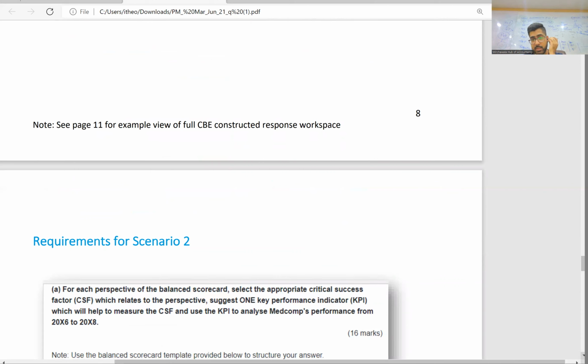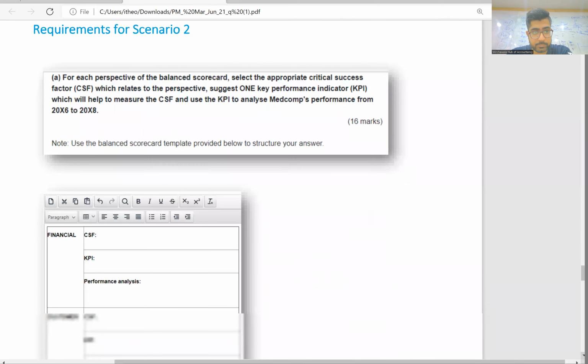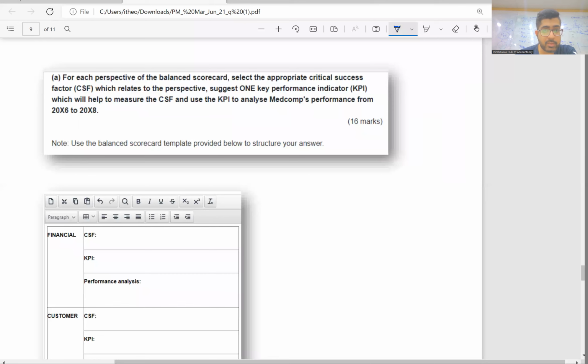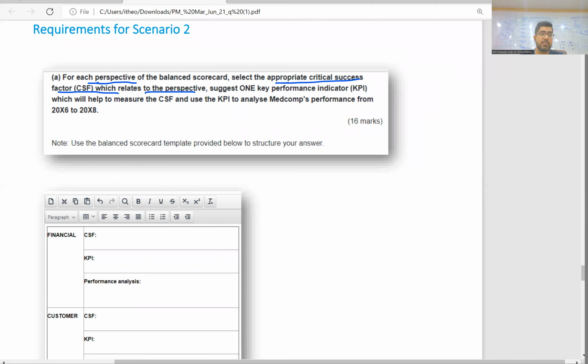The requirement is worth 16 marks. For each perspective of the balance scorecard. Now there are 4 perspectives of balance scorecard, right? So for each perspective of the balance scorecard, select the appropriate CSF which relates to the perspective. There are 4 critical success factors mentioned, but it is saying that for each perspective, select the appropriate CSF. You need to select which relates to financial, which relates to customer, which relates to business efficiency, internal business, and which relates to innovation learning.